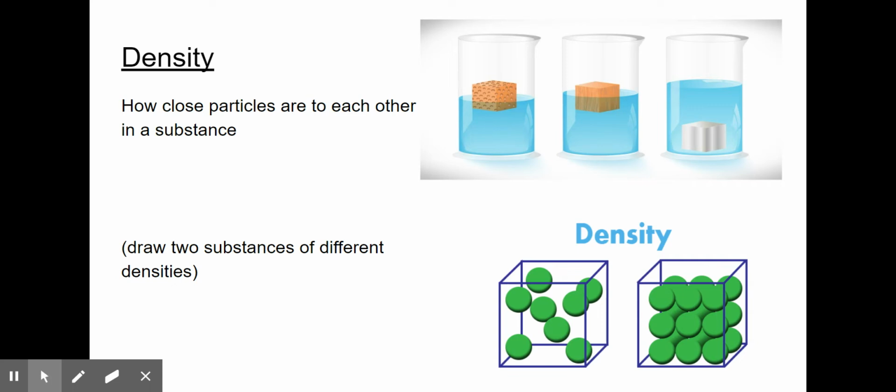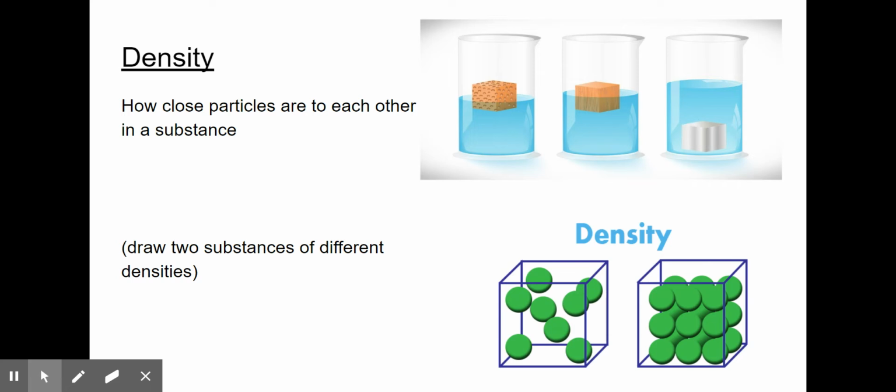We have a picture there of, I would guess, something like a piece of cork floating in water. A piece of wood, which is actually denser than cork, is still floating in water. And then, of course, something made out of metal is going to sink all the way to the bottom of water. Water is always a great judge of density.